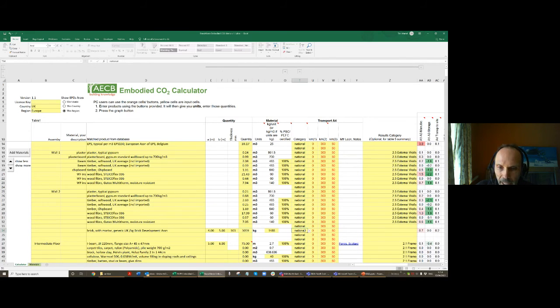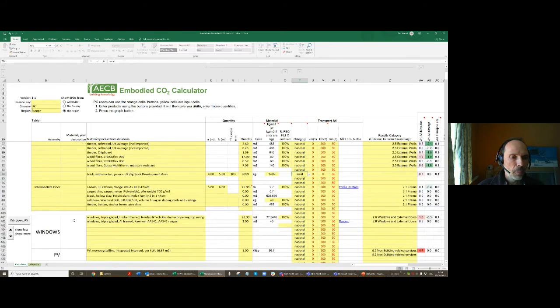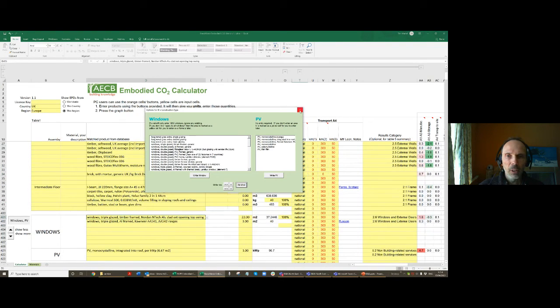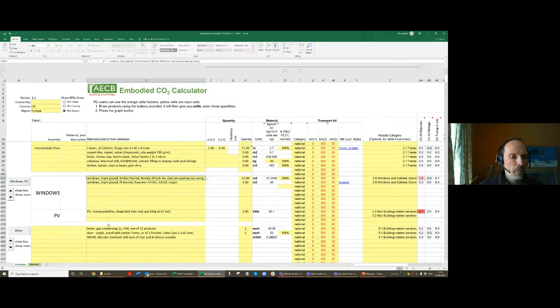You can change where it came from. If it's general national source, then you can choose that. It might be that it's local, or for some materials they might be from Europe or from worldwide. So you can change that. That changes the assumptions there. This is using standard RICS assumptions, and then you can change that if you have extra information. We've got similar dialogues for the other things, the windows and the PV, which allow you to enter those.